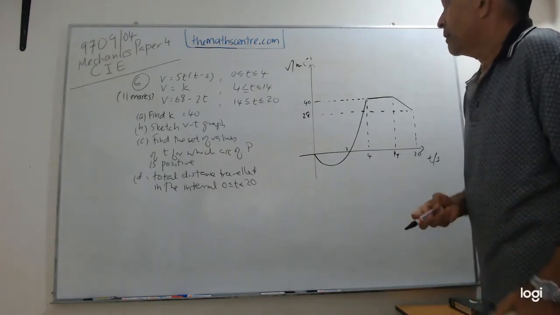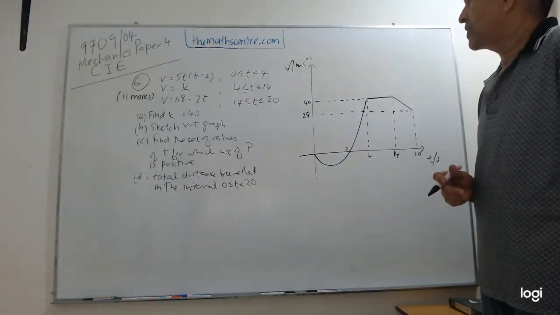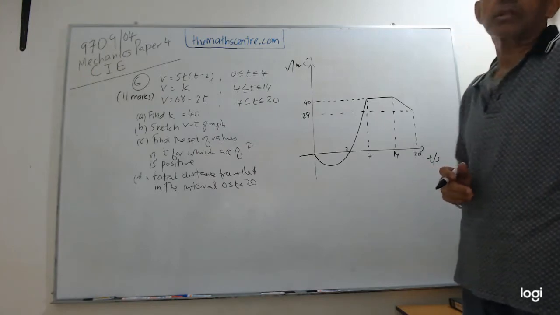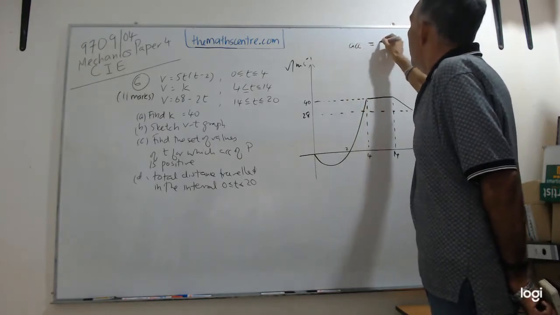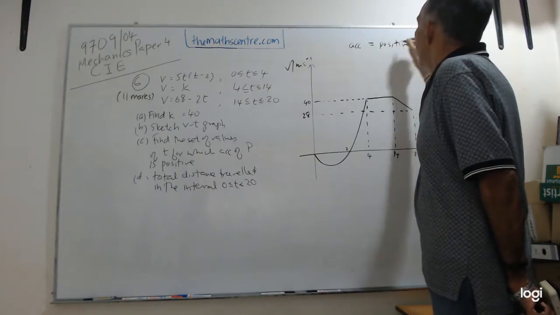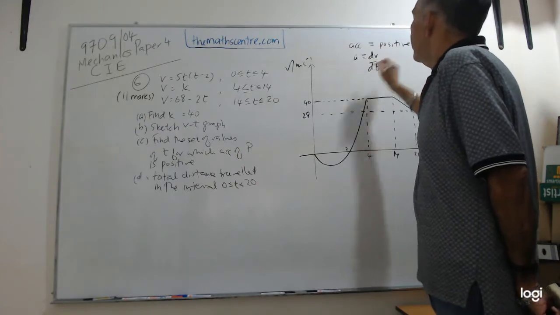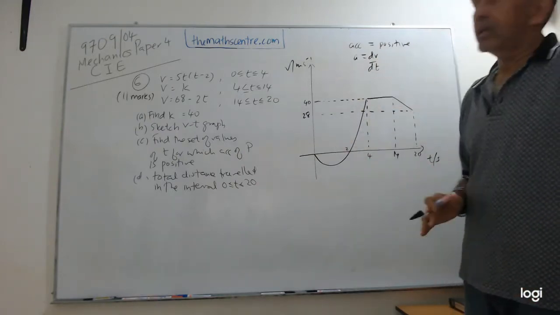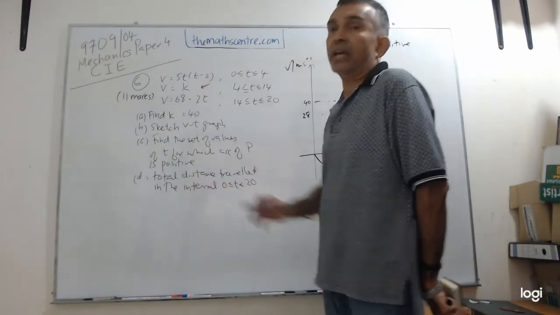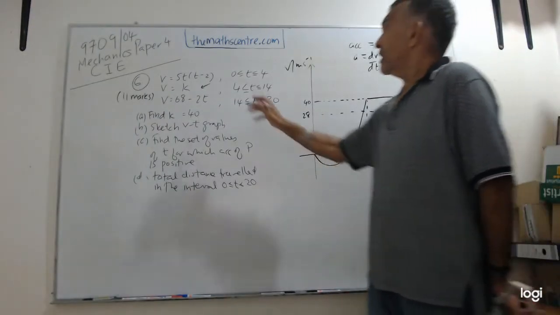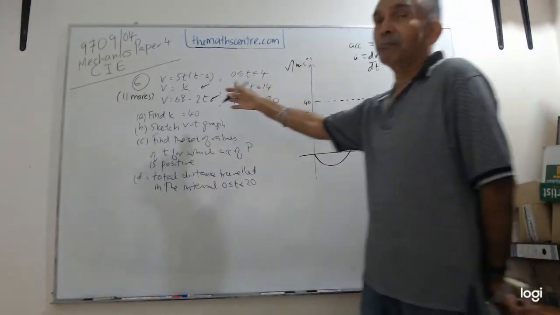Part C asks us to find the set of values of t for which the acceleration of this particle P is positive. We know acceleration is dv/dt. Looking at the three pieces, one quadratic, one constant, and one linear function, we don't have to worry about the constant function because its acceleration is 0. And we don't have to worry about the linear function because the acceleration there is less than 0.